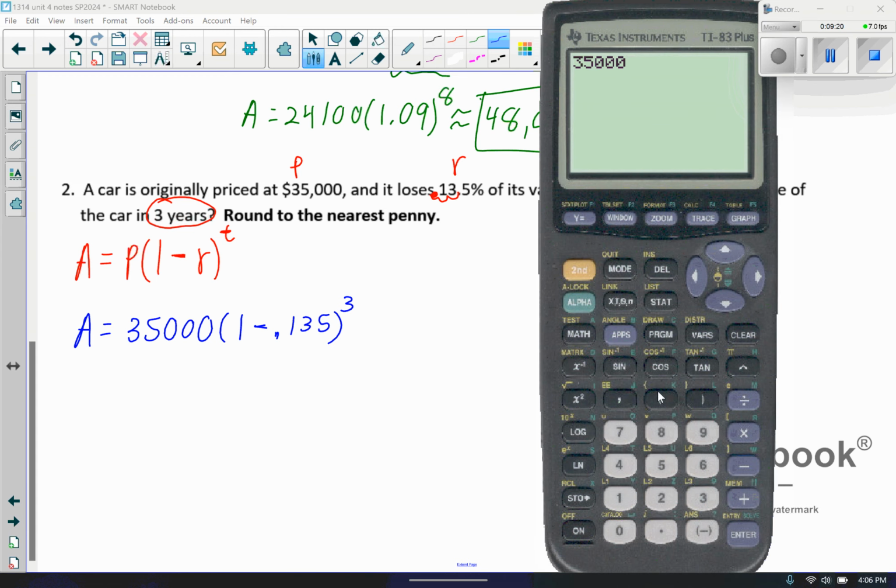So 35,000, and then parentheses 1 minus 0.135, and close that parentheses, and then I have to raise it to the power of 3. If I just put 3, that's fine, but once again, I'm going to get us in the habit of putting that in parentheses for later on. Then I'll press enter. And so that car is now worth $22,652.51. Let me go ahead and get a picture of that.